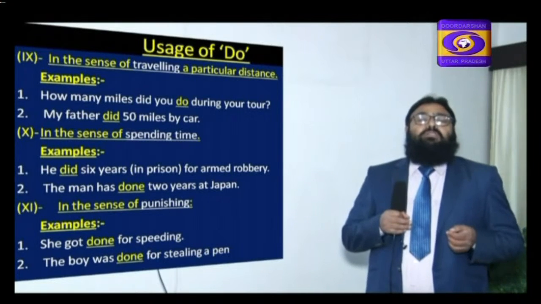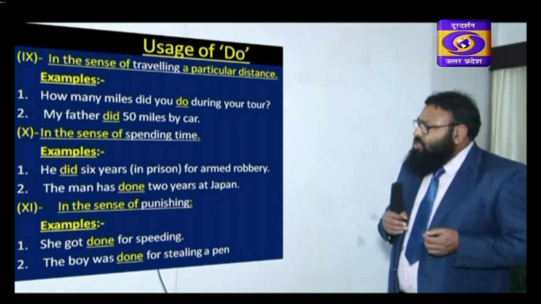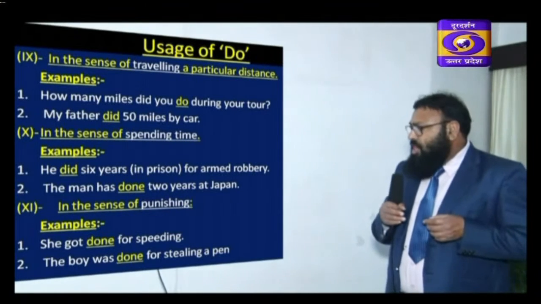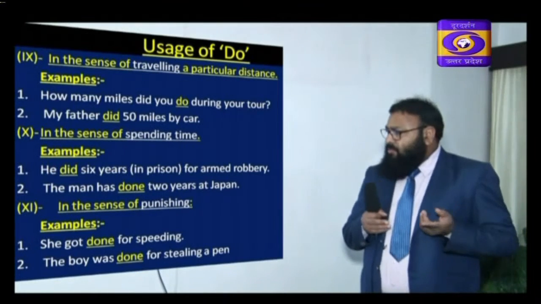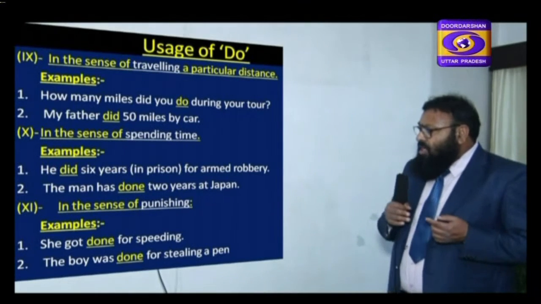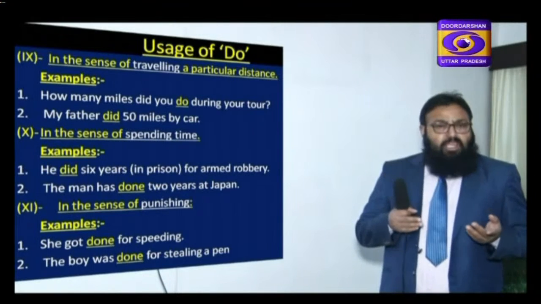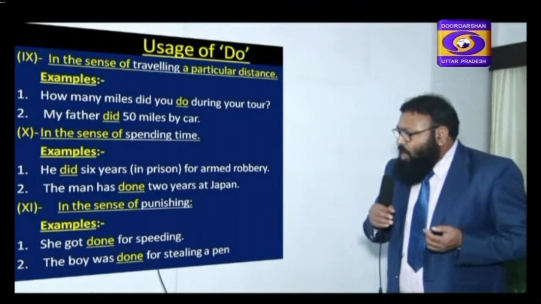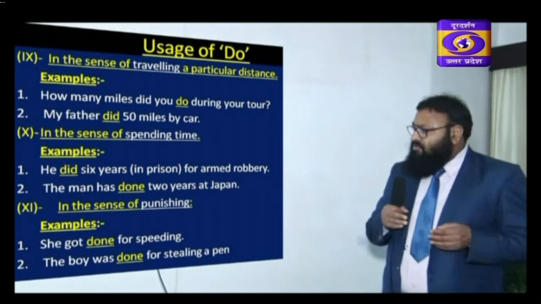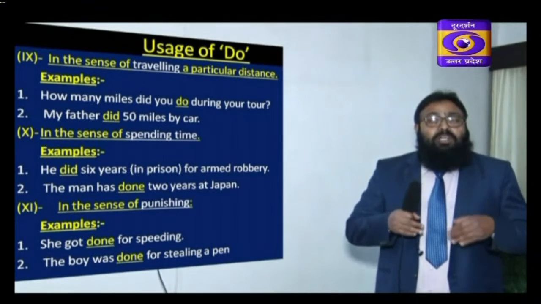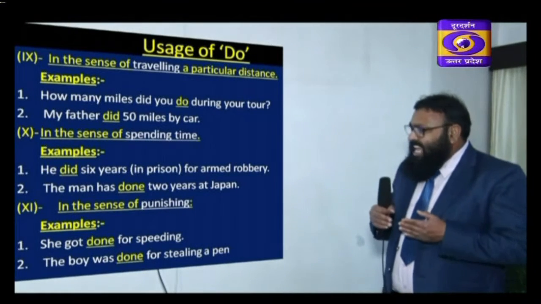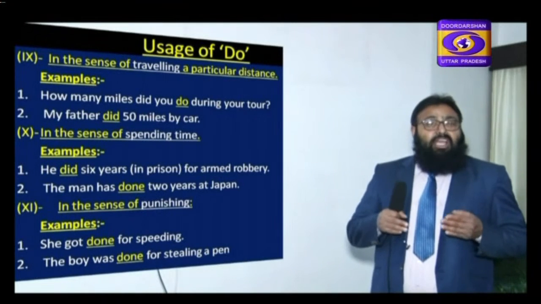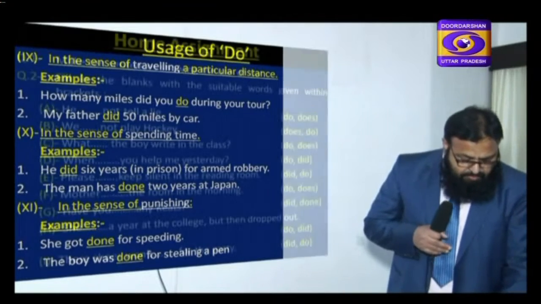Now, the eleventh usage of do as a main verb is in the sense of punishment. Examples are, she got done for speeding. That means she got punished for speeding. The boy was done for stealing a pen. That means the boy was punished for stealing a pen. So done is used here in the sense of punishment, dear children.